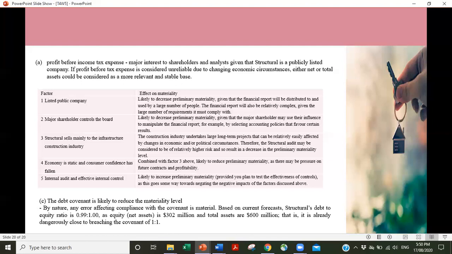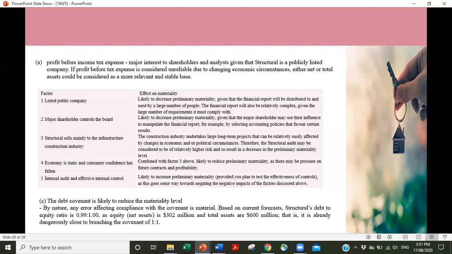Okay, the economy is static. Again, probably will reduce your materiality because there's future pressure. And it says internal audit is effective, and they've had some reliable internal control. So again, so long as you've got a plan to test your controls, that would go some way to mitigating the negative impacts of your other audit risks.